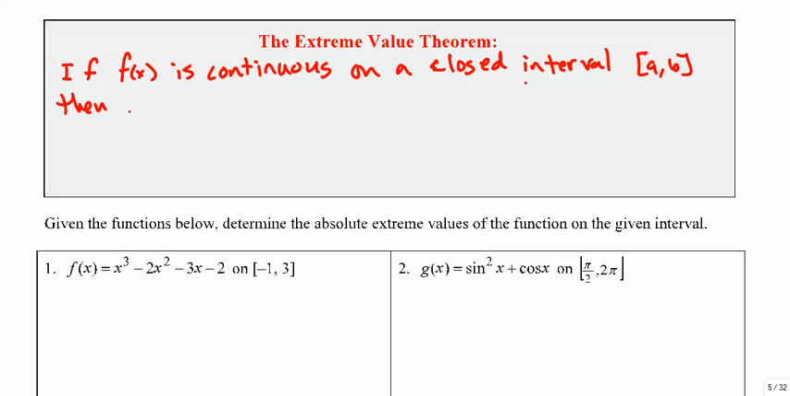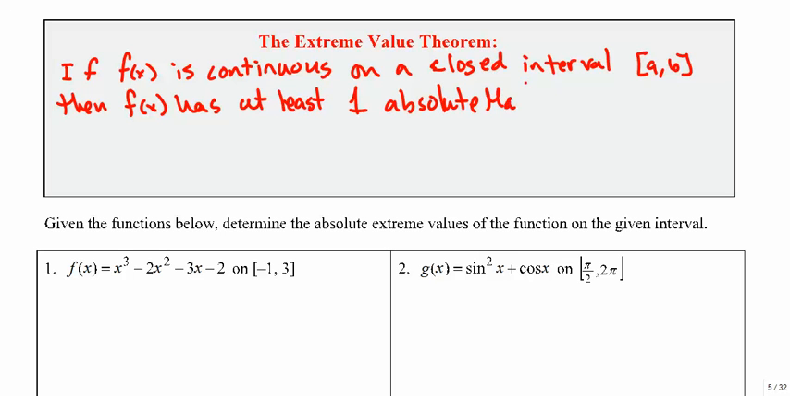Then f of x has at least one absolute maximum and one absolute minimum.